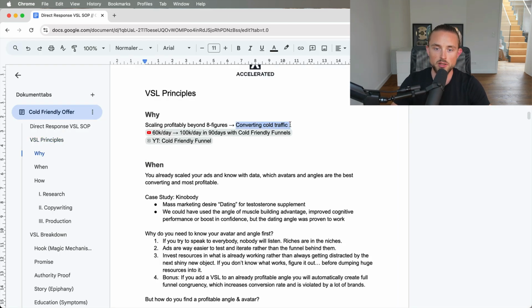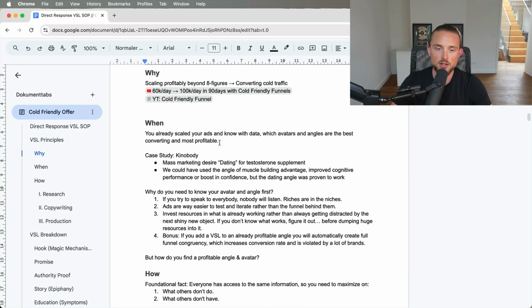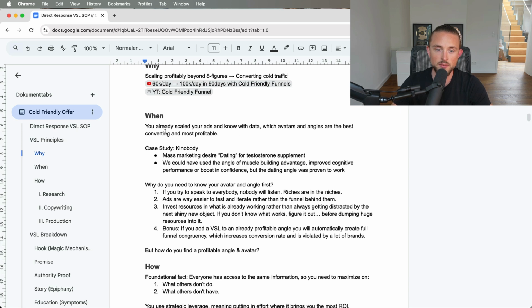So that's why I write converting cold traffic. You should utilize VSLs if you have already scaled your ads and if you know which avatars and which angles are the best converting and most profitable.